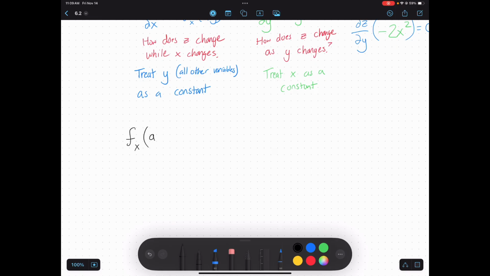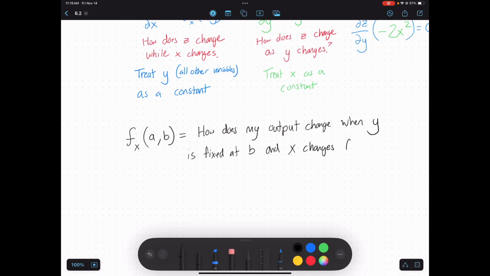So let me ask you this question. How would my interpretation change if I actually plug numbers in for my x and y? Well, the way I could interpret this is, how does my output change when y, or my y variable, is fixed at some value b? So y isn't changing, it's a fixed value. And x changes from a, where a represents what the x value is now, to a plus 1. I'm just increasing x by 1 and seeing what that does to my output value. So that's what this partial derivative actually means with values plugged in.